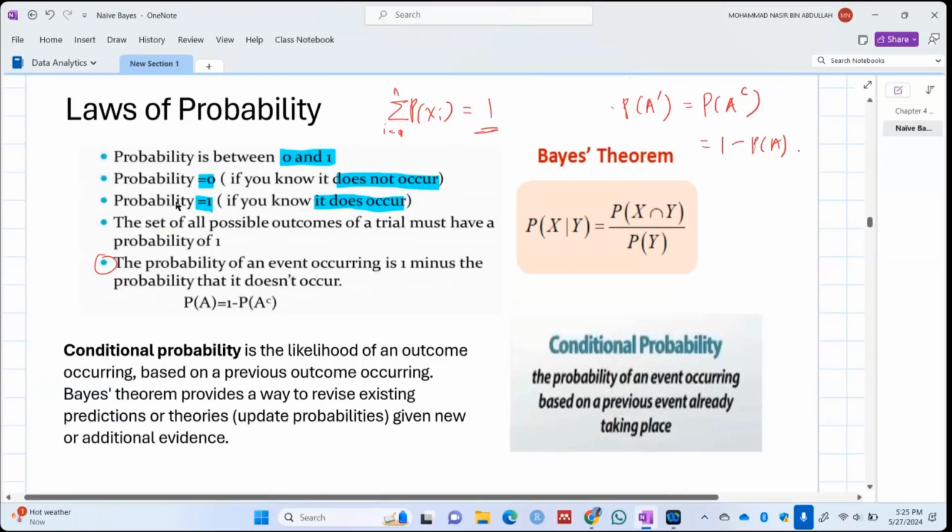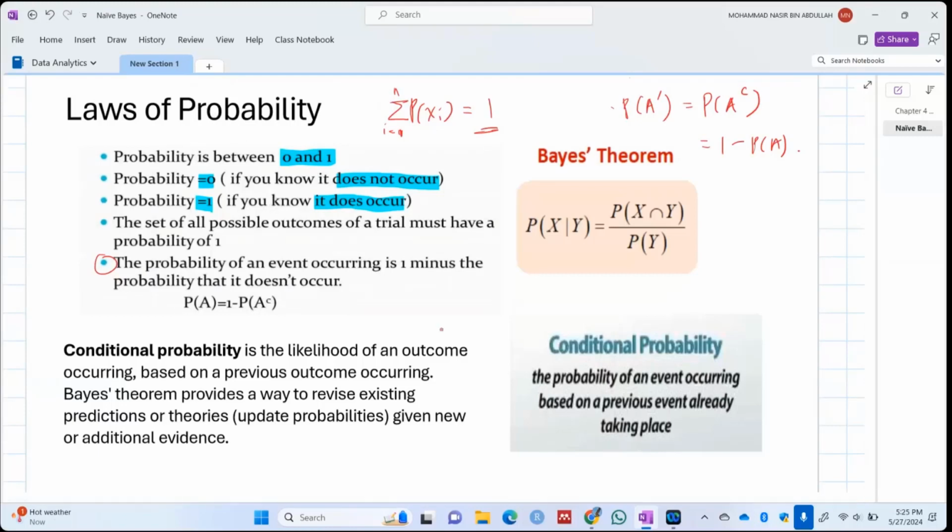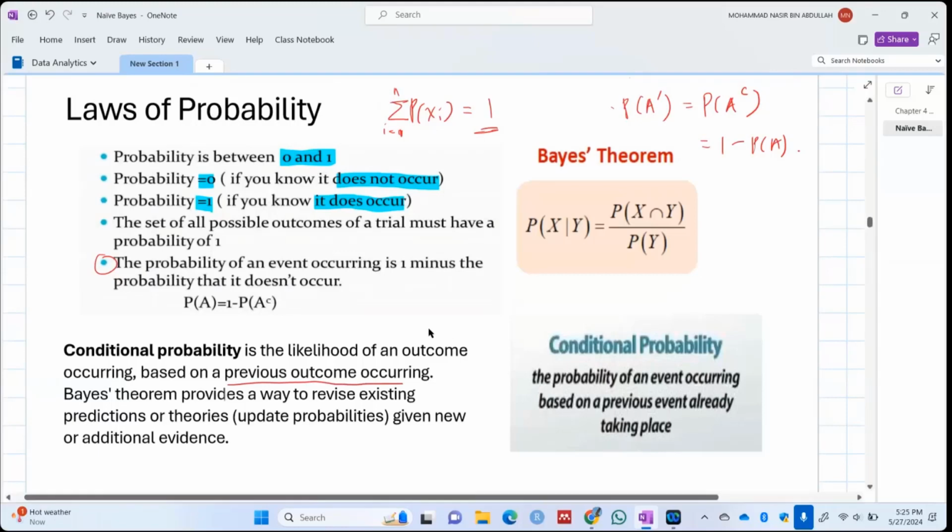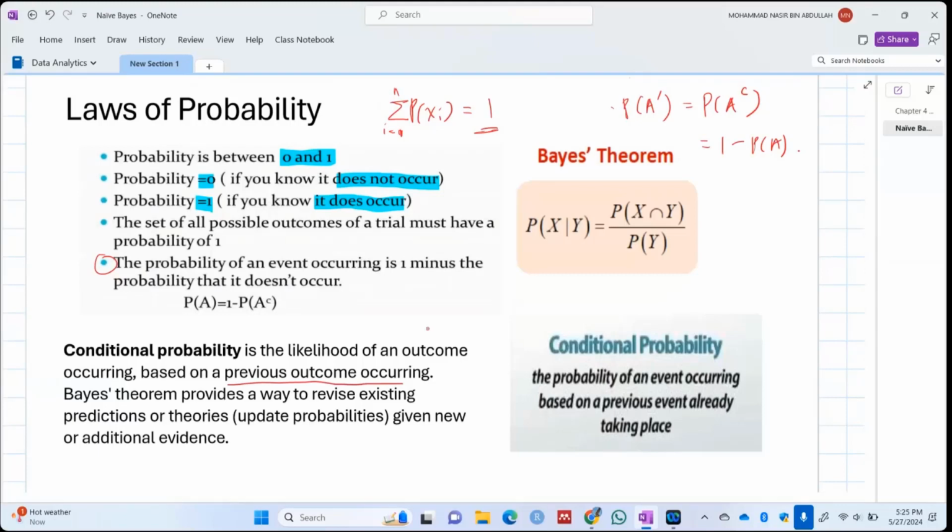No? Okay, good. Basically, conditional probability is the likelihood of an outcome occurring based on a previous outcome having occurred. Bayes theorem provides a way of revising an existing prediction or theory. It means we want to find it the other way. Let's say we can get the probability of x given y. Now we want to find the probability of y given x. So this is our objective.